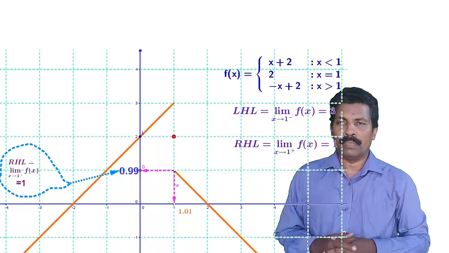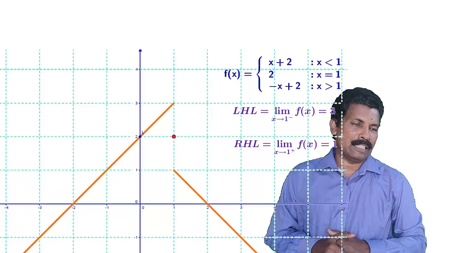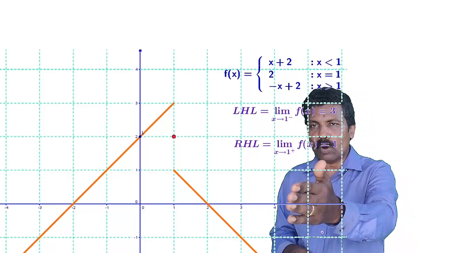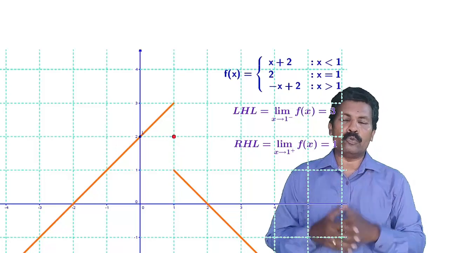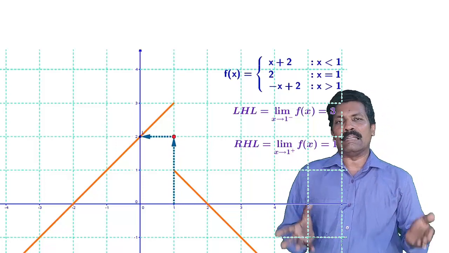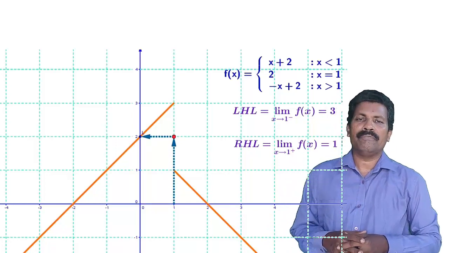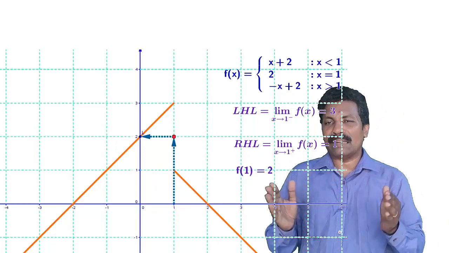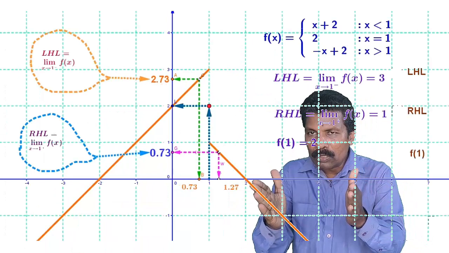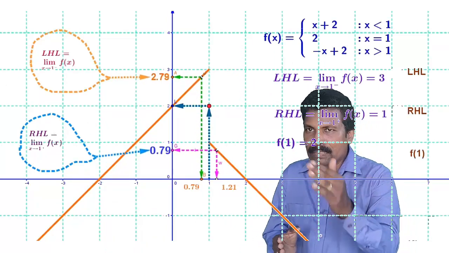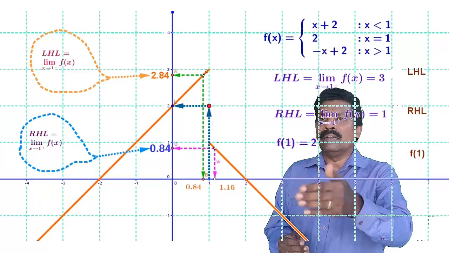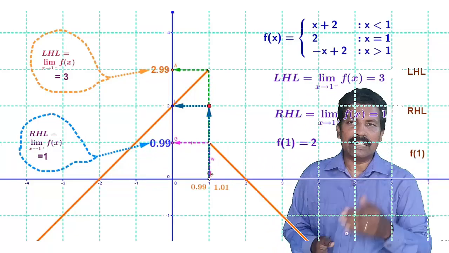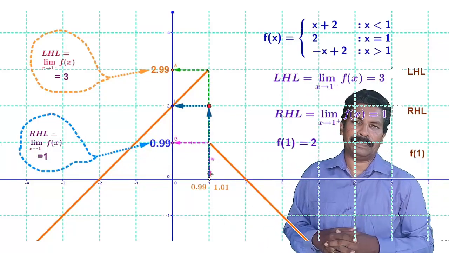that is 1 only. Now what about the value of the function, that is the value of f of x at x equal to 1? You see here, when x is 1, y is 2, that is f of x is 2. So f of 1 is equal to 2 here. And we can see that LHL, RHL and the value are all different. Let us compare all the values. LHL is becoming 3, RHL is becoming 1 and the value of the function is 2 only. So they are all different.